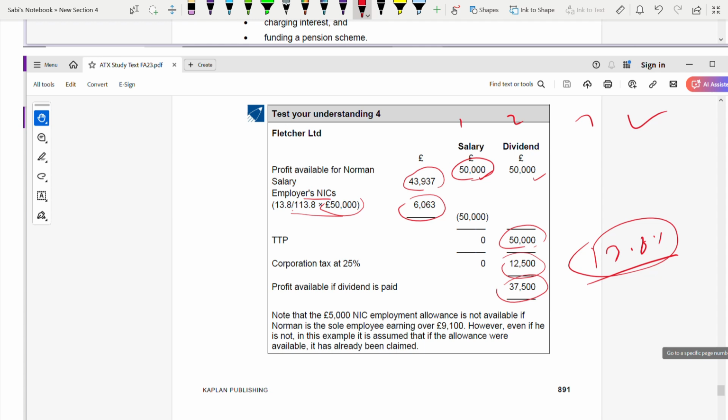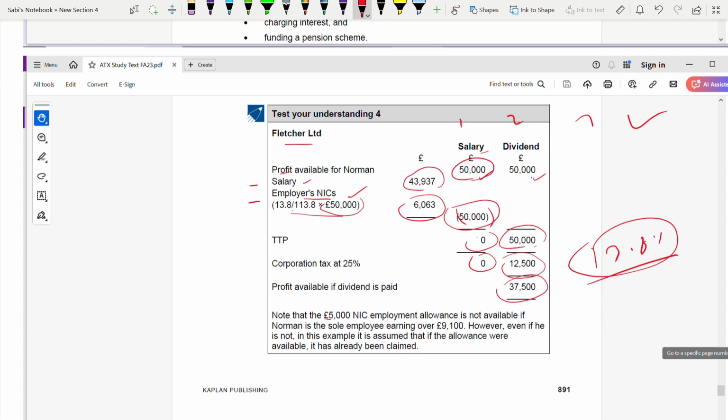Remember, for the company, you can deduct the amount of salary, the benefit that you have given. You can deduct both employer's NIC and the salary from the profit. This is corporation tax, this profit 50 and 50 as a salary and a dividend. But the salary that you have paid and the employer's NIC that you have paid from the company's profit, you can deduct. That's why we are deducting the entire 50,000 here. So you are left with 0 taxable total profits, 0 corporation tax. Okay, this is for the company.